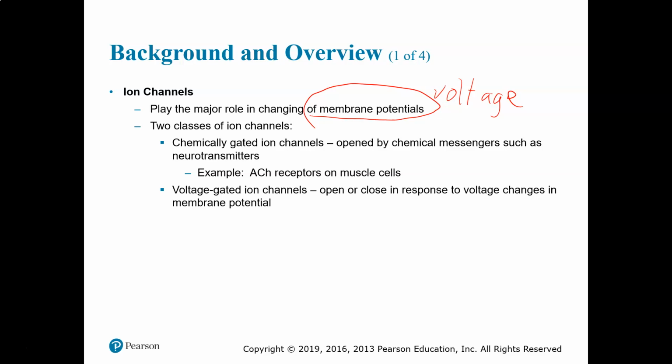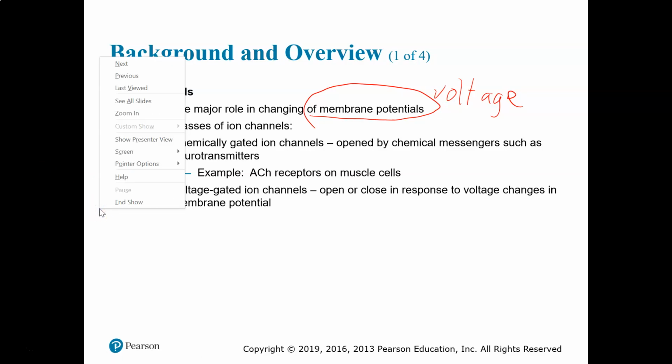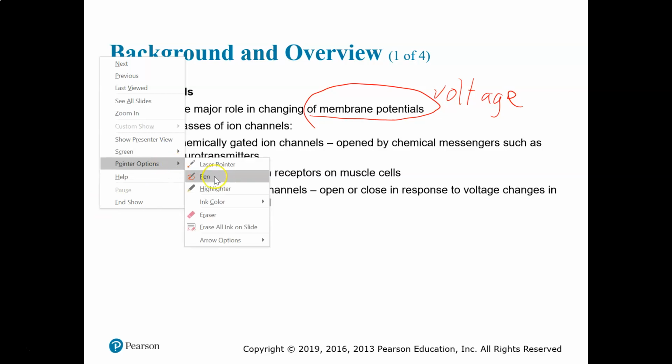All right, so what we're talking about is that ion channels are going to allow ions to cross the plasma membrane. Ions have a charge. So when a positive or a negative ion crosses the plasma membrane, it's going to affect the resting membrane potential, or voltage across the plasma membrane, which at rest is negative. And this is what's going to lead to an action potential or nerve impulse.